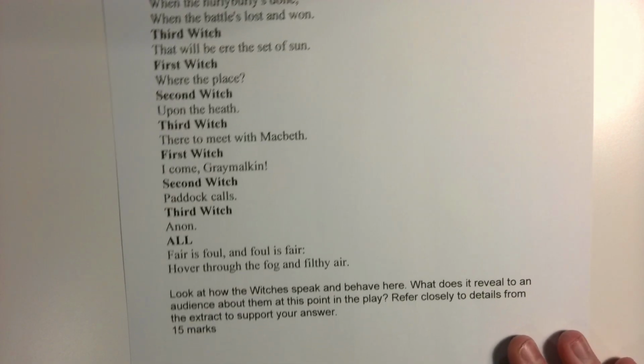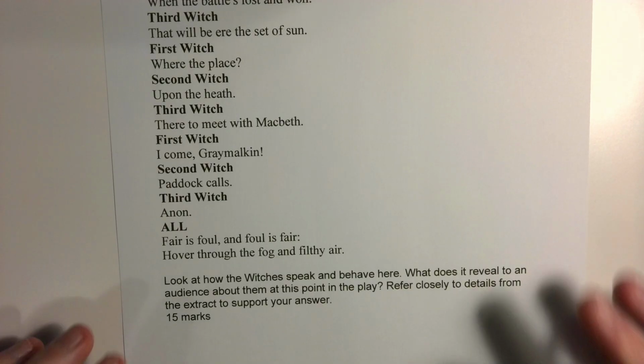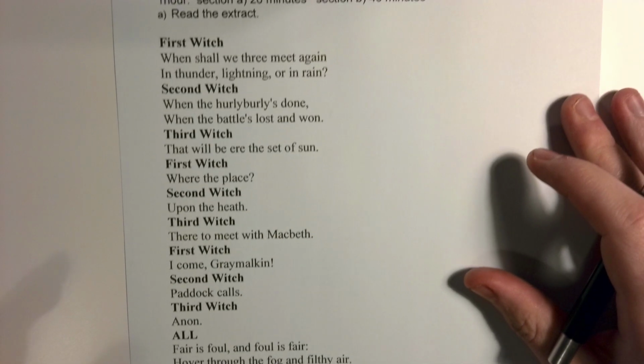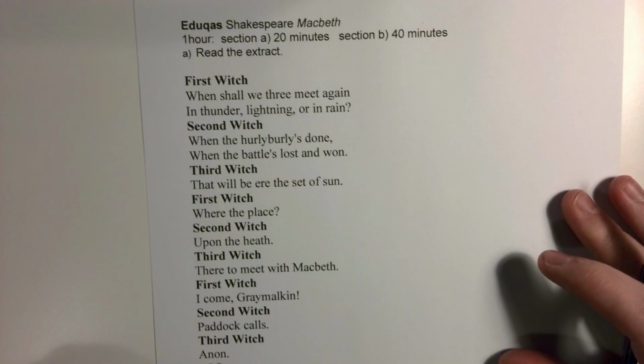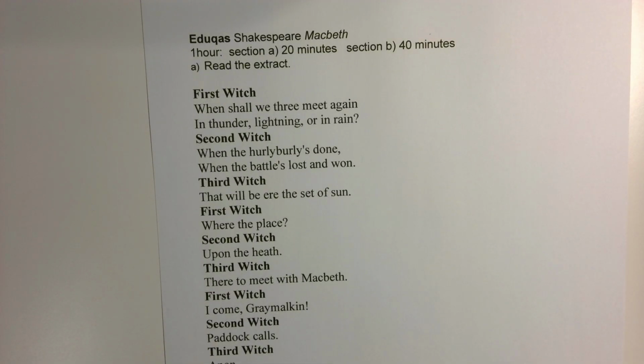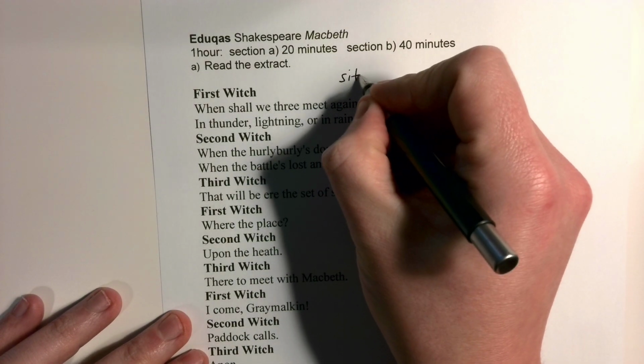The question is given at the bottom. Look at how the witches speak and behave here. What does it reveal to an audience about them at this point in the play? So we want to go through, in effect, the same intellectual pattern or process every time we get given the extract. So first off, I'm sat here, I'm in the exam and I'm thinking, okay, what have we got? Well, what do I need to do? I need to situate the extract. So I'm going to quickly make a note here. I'm going to situate the extract.